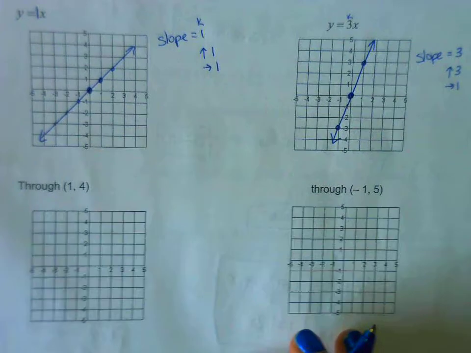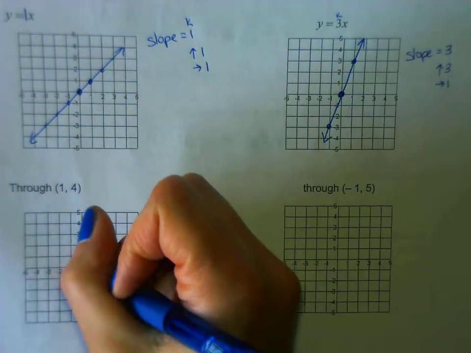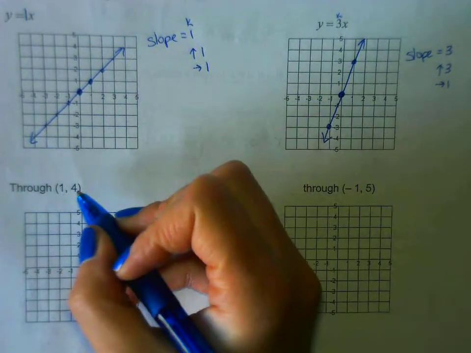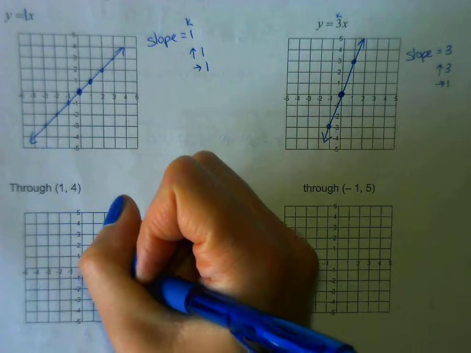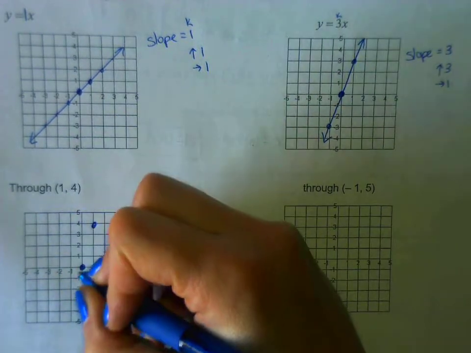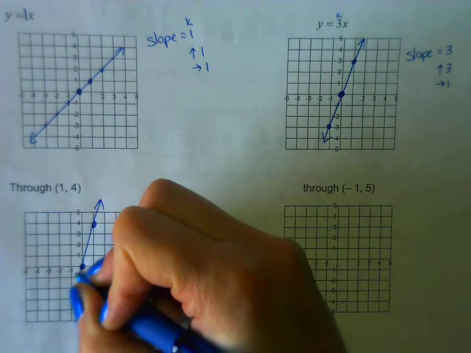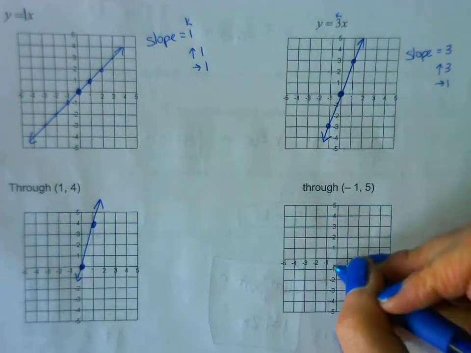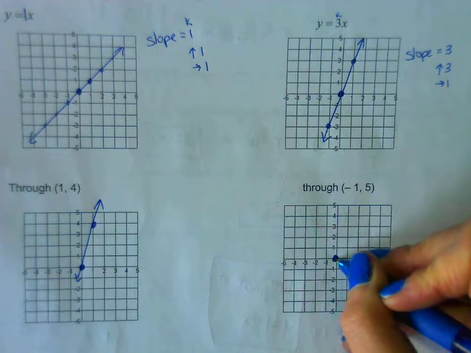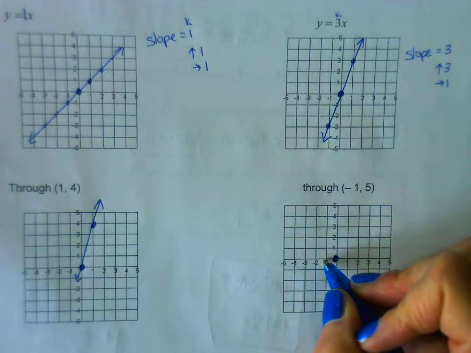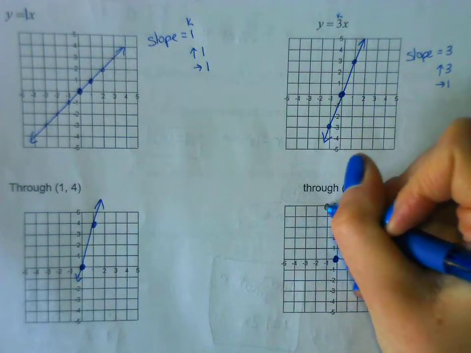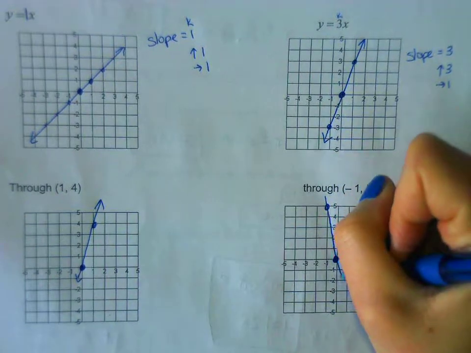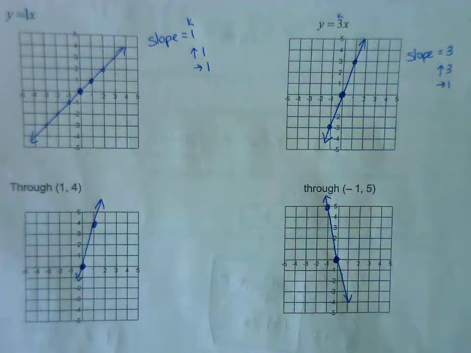These next two are even a little bit easier. We still are going to go through 0, 0, but it's also telling me I'm going to go through the point 1, 4. And I'm done. This one, it's a direct variation, so I'm going to go through 0, 0. And I'm also going to go through negative 1, positive 5. So there's my direct variation graph for that fourth problem.